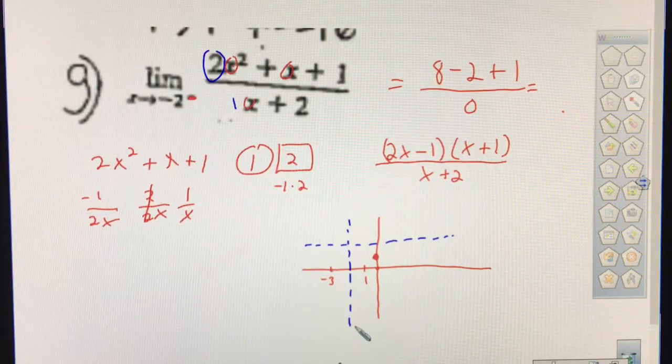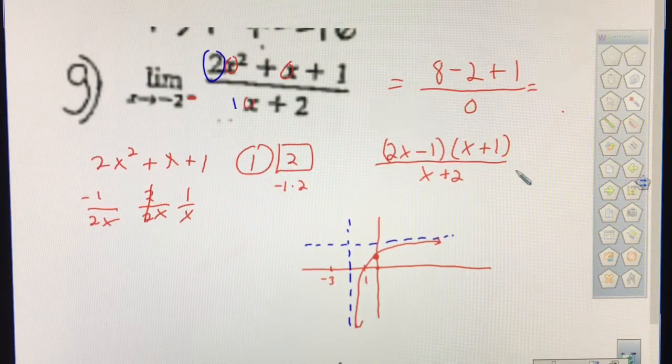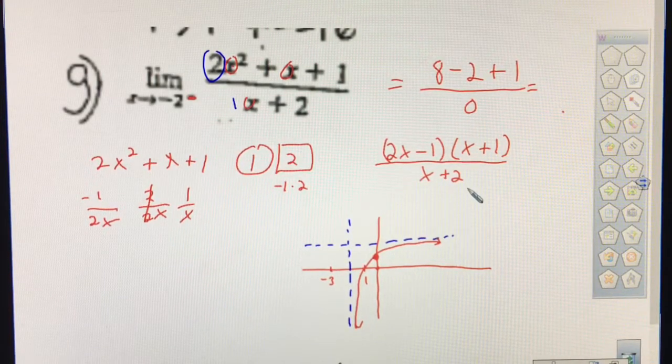That lets me know the graph is going to come like this. When I plug in 0, I get 1/2. Then let's see what I get over here. If I set the top equal to 0, I get negative 1 and 1/2. That's okay.